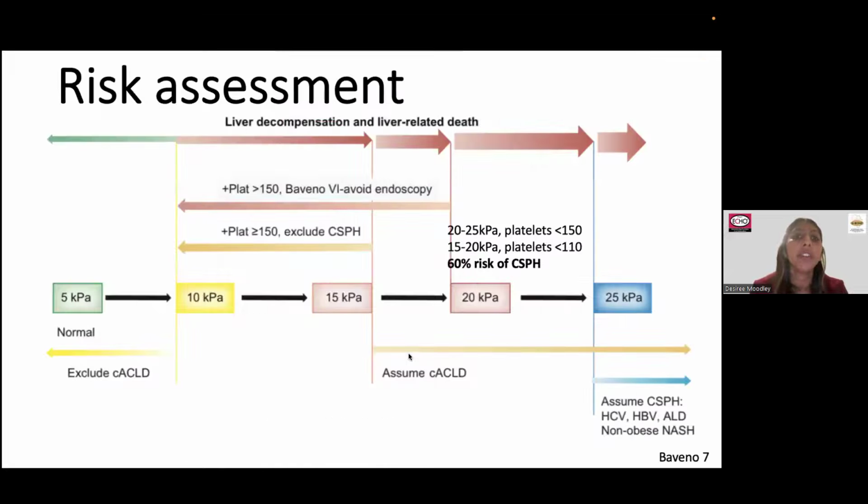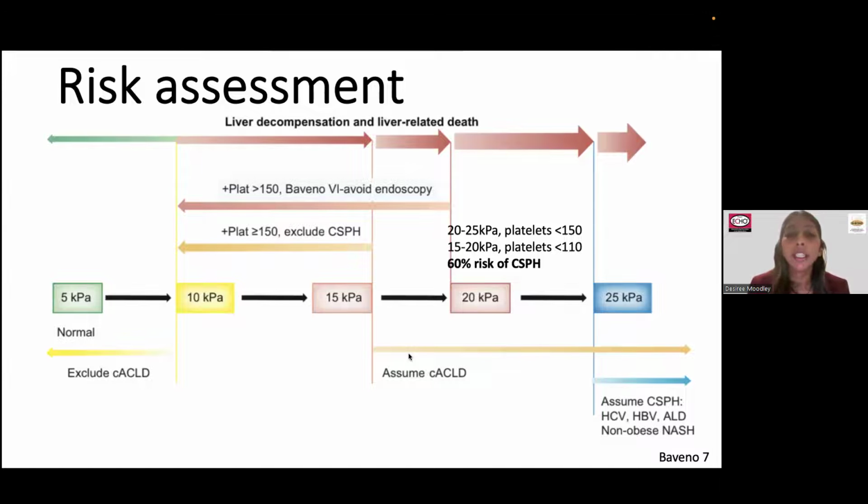And then this is also from Baveno. But if your liver stiffness using a FibroScan is less than 15 and your platelets are more than 150, you can actually exclude clinically significant portal hypertension. If it's more than 25 in a patient who's got viral hepatitis or alcohol-related liver disease or non-obese fatty liver disease, you can rule in clinically significant portal hypertension.